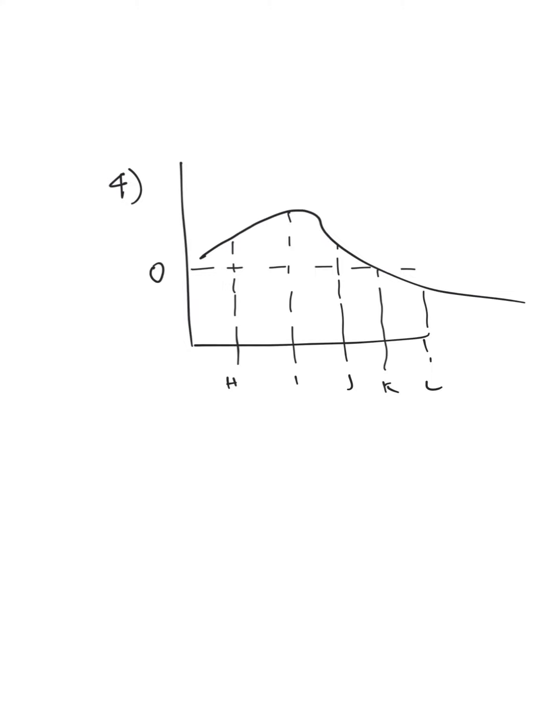For number 4, we're given a figure that looks something like this, where the x-axis represents time and the y-axis represents position. And we are asked at which point the speed of the object is the highest. So I got this question right because I did exactly what the professor explained on the video.